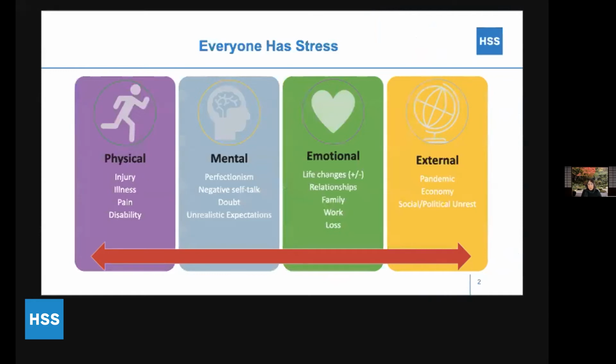So everyone has stress, and we experience different kinds of stress, often at the same time. We have physical stressors like an injury or illness. We have mental stressors like negative self-talk or having doubt. We have emotional stressors in life changes or relationships. And we even have external stressors like a pandemic. Now, keep in mind that stress doesn't have to be unwanted or negative. We can actually experience stress over things that we look forward to. For example, getting married, retirement, or even going on vacation.